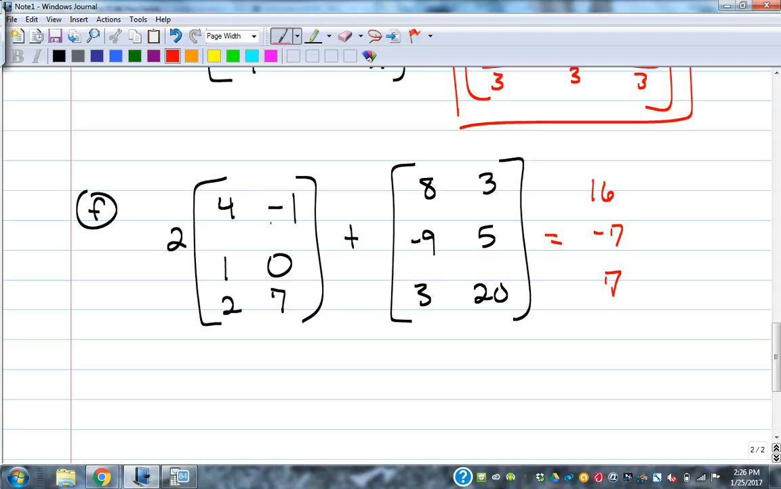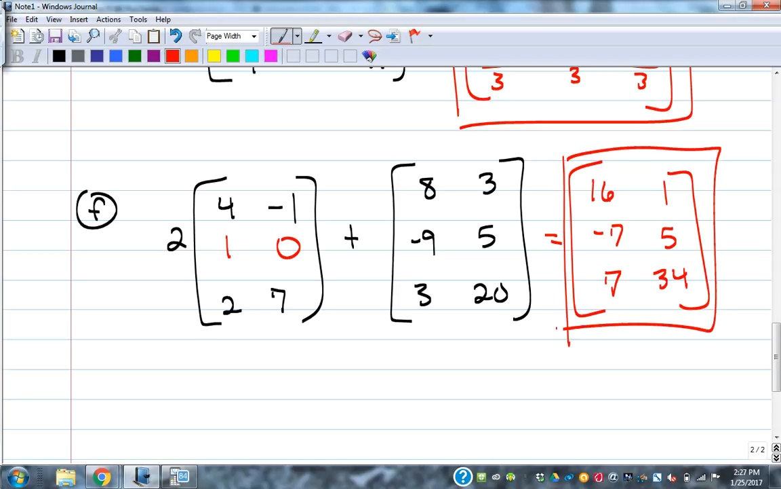And then go to the next column. 2 times -1, -2 plus 3, 1, right? 2 times 0 plus 5, which is 5. 2 times 7 is 14 plus 20, 34. I didn't line my rows up right. There, that's better. OCD was kicking in. That's how I would do that.